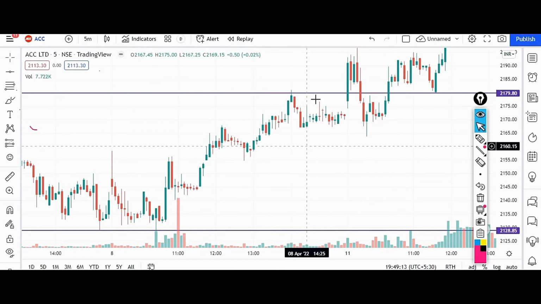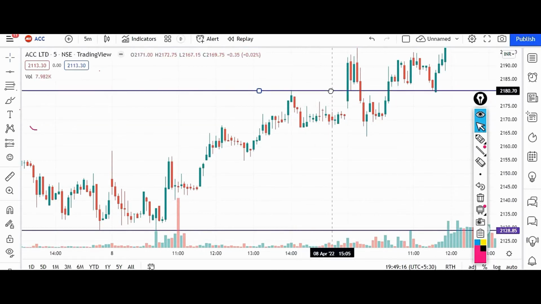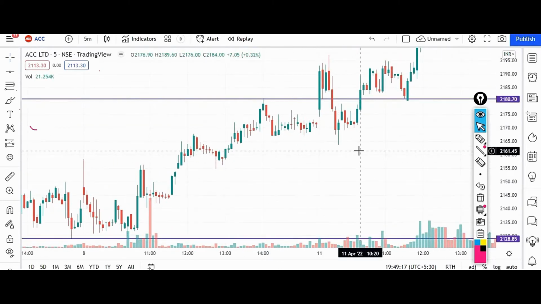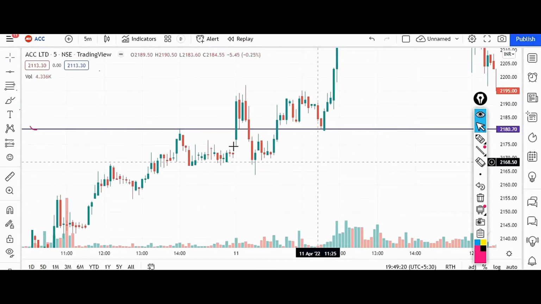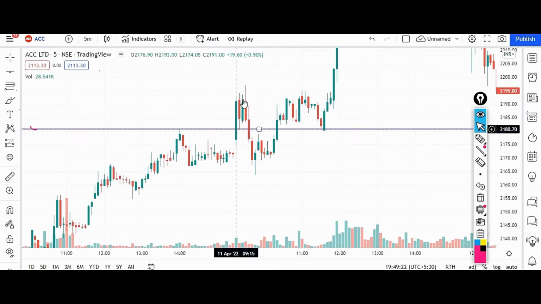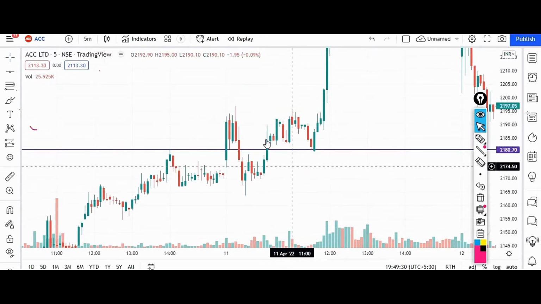Just mark these levels for the next day. Same levels valid. So it gave a buy here, if you entered here, take an SL. If you entered here, take an SL again, 2 SLs. If you could take another entry, it is another good opportunity for you.